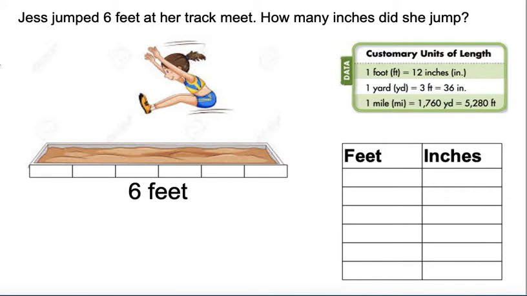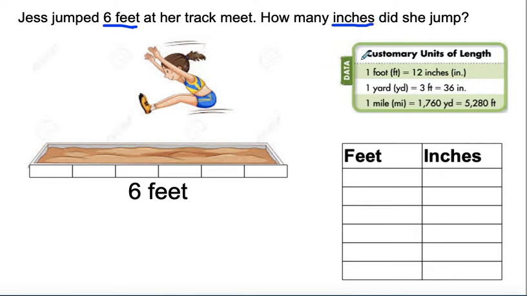All right, so we read it once, now let's reread it again and underline some important information. I see that it says Jess jumped 6 feet at her track meet, so we're going to underline 6 feet. And then it says how many inches did she jump? So that's our question, and I want to underline the word inches in the question because that's going to be our unit.